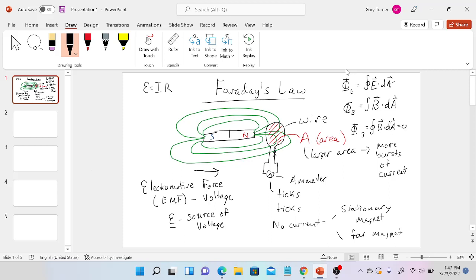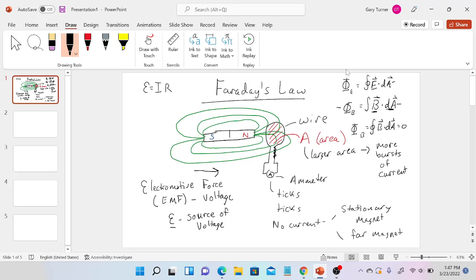And we'll talk about that in a little bit more detail in a future video. But for now, the magnetic flux is the integral of the strength of the magnetic field piercing an area, and you integrate the dot product over the entire area.